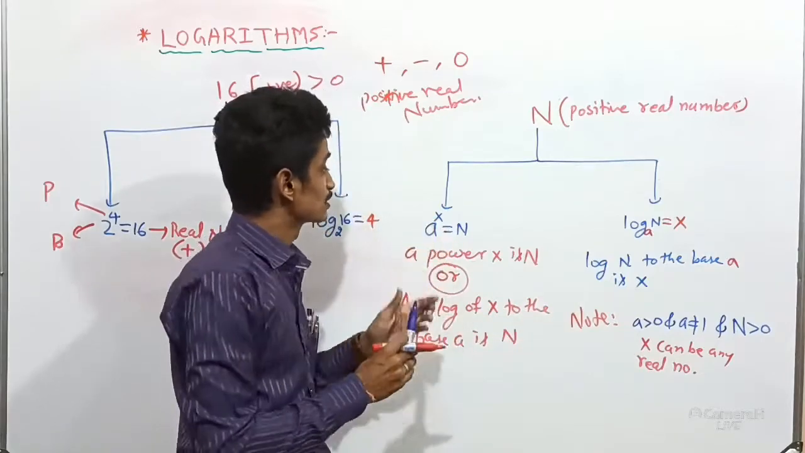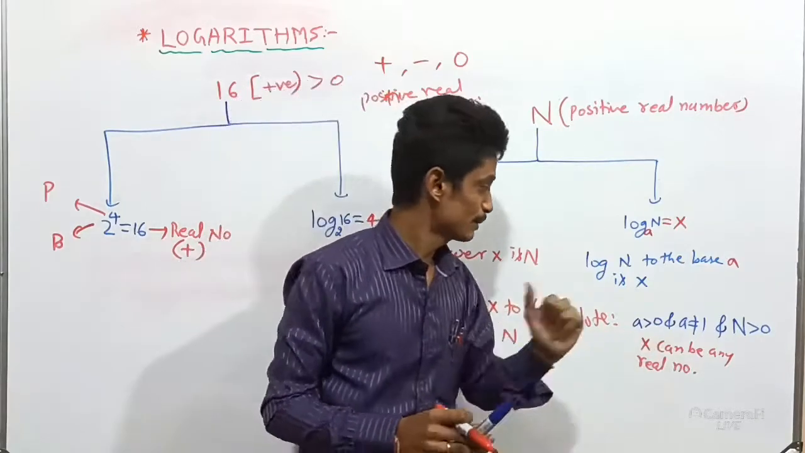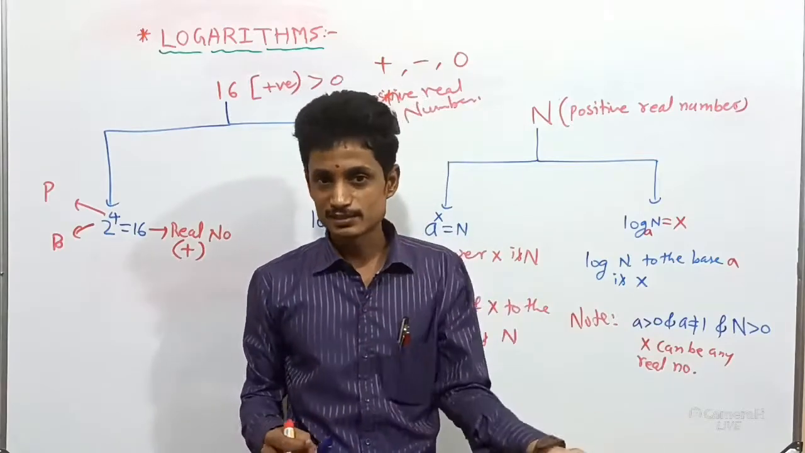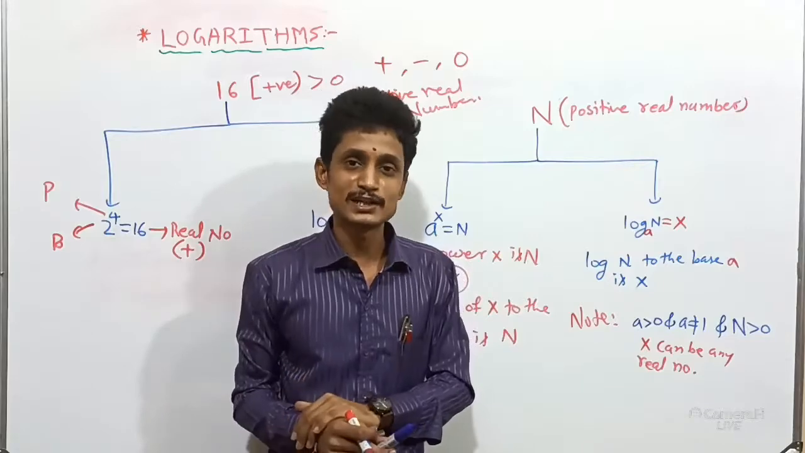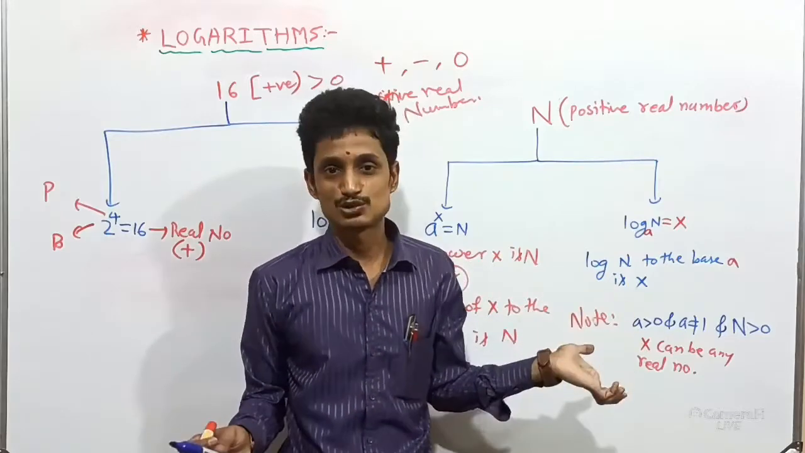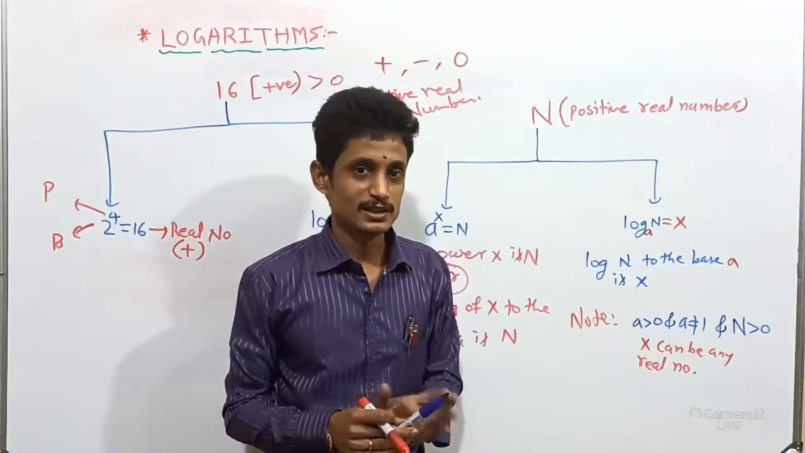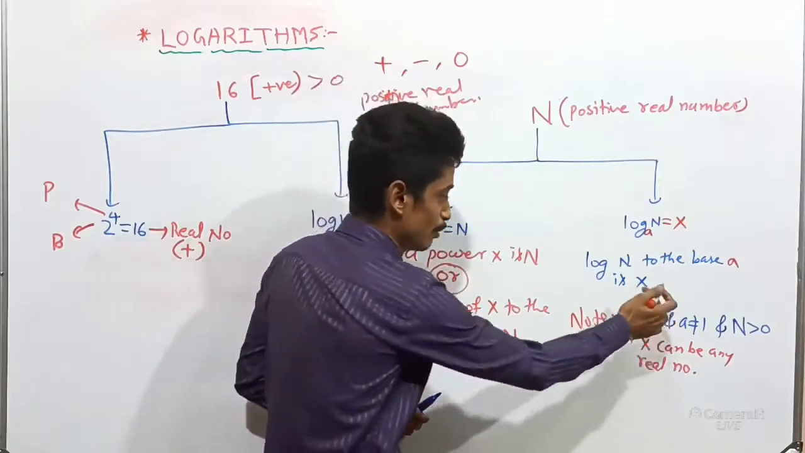And one more unknown, that is x. X can be any real number. It means x can be a positive number, or we can consider it as a negative number, or x can be 0. Any number we can take. Now I will discuss about this one.